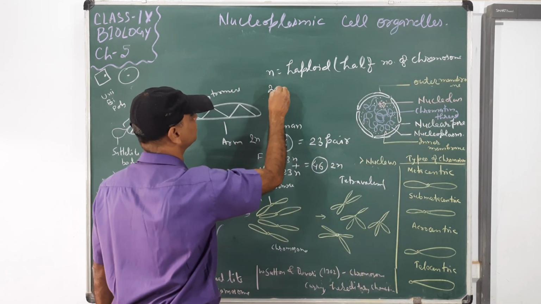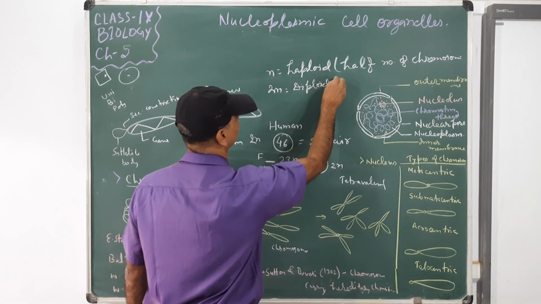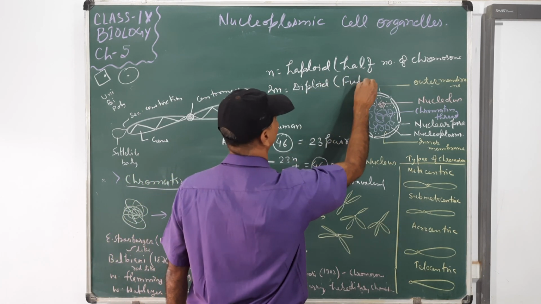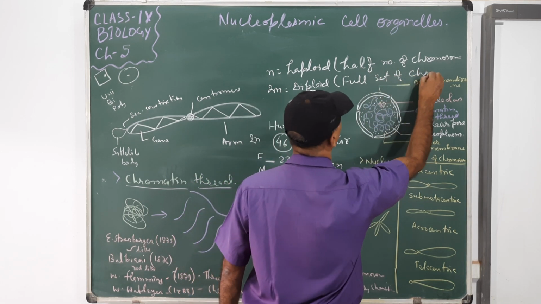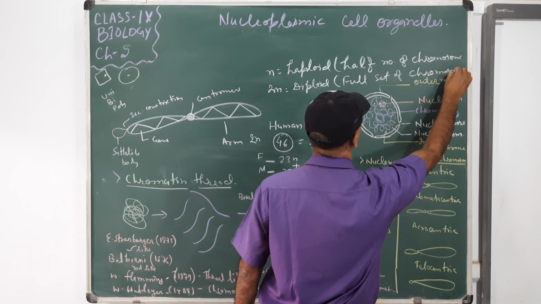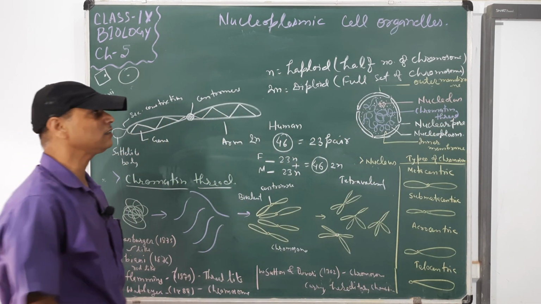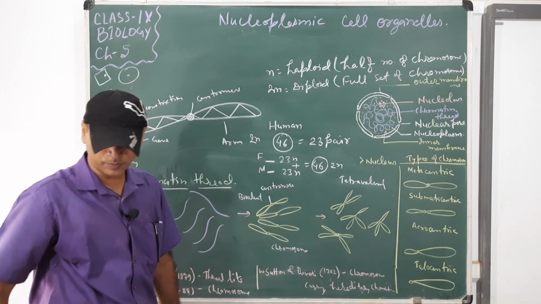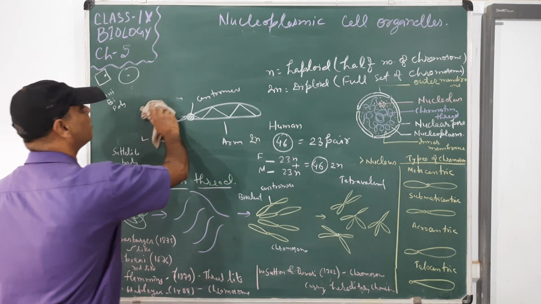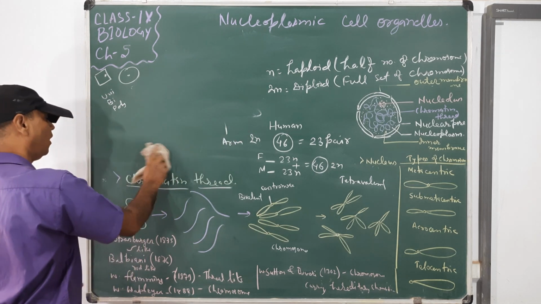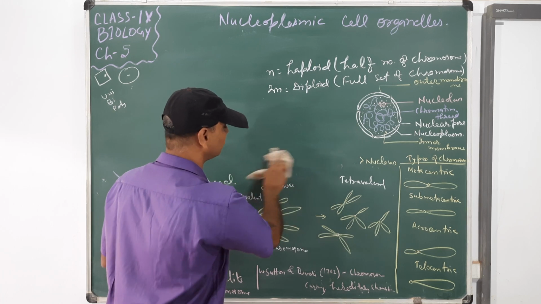And 2n means diploid, the full set of chromosomes. So this is where the activity takes place. By the help of meiotic division, they become haploid, and again they fuse together and become diploid.